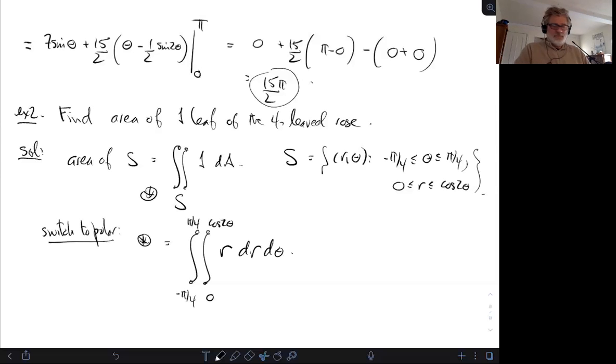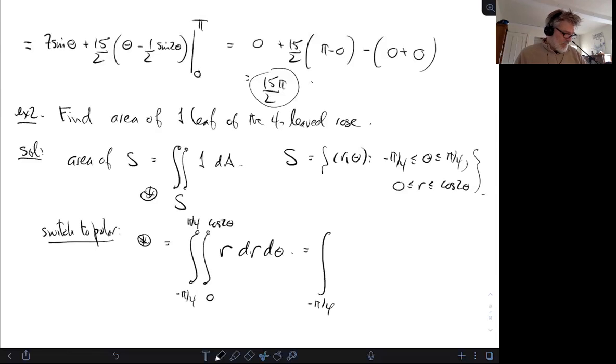Okay, so this is the integral we must compute. Now here, if you ask, can we flip them? No, it's not possible because the bounds for r are not constant. We cannot switch the order of integration. That's verboten. Okay, so let's do this integral.